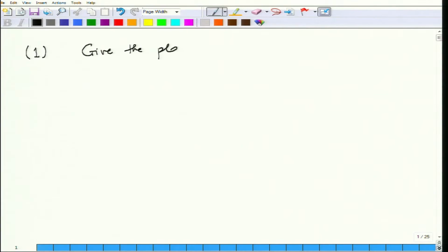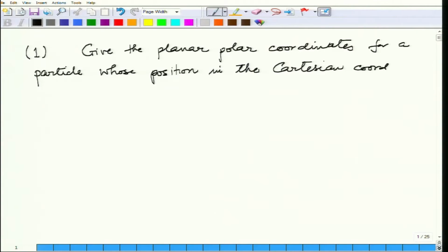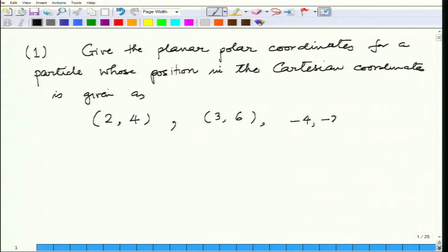the planar polar coordinates for a particle whose position in the Cartesian coordinates is given as 1: (2, 4), second one: (3, 6), third one: (-4, -2).